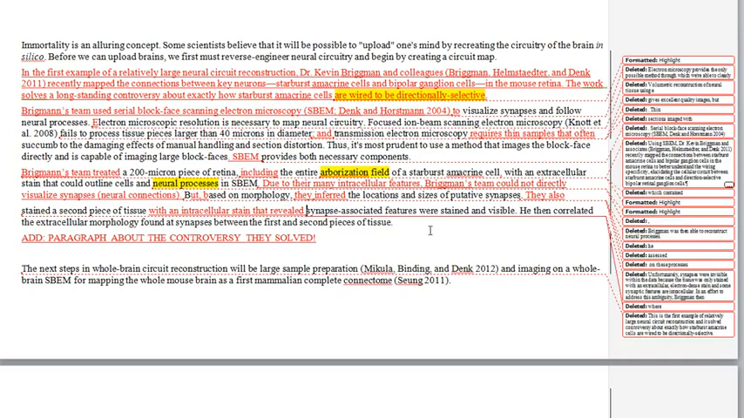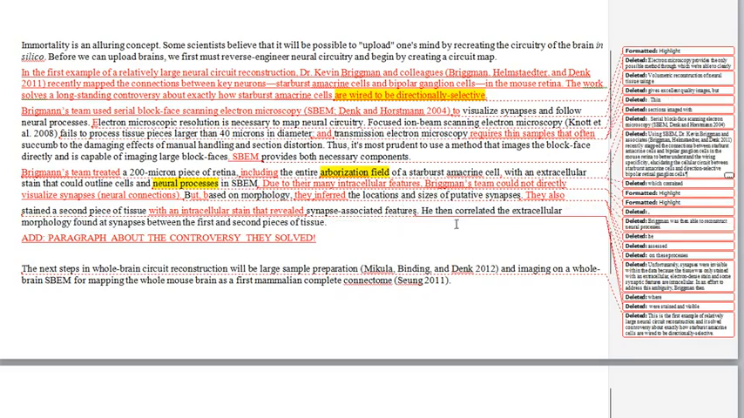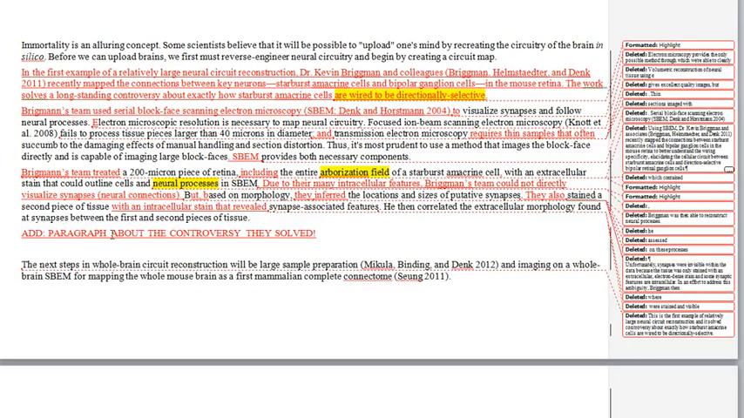In the original sentence, there was a repetition of "stained": they stained, and then synapse features were stained. So I think this works just a little bit more smoothly. So they also stained a second piece of tissue with an intracellular stain that revealed synapse-associated features.